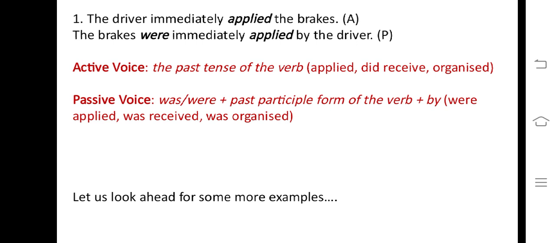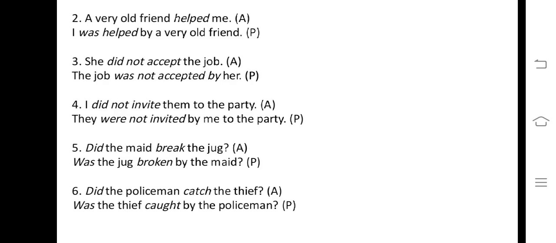So here, when we transform our sentence from active to passive voice, the answer will come like this. The brakes we will write first in place of a subject, and according to the subject in passive voice, we choose our auxiliary verb. So here the brakes is plural, so we'll write were, immediately, it's an adverb, plus V3 form of apply, that is applied by the driver. We know very well that we always write by before the subject in passive voice. Let us look ahead for some more examples.